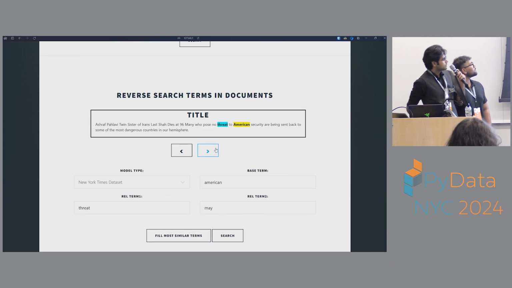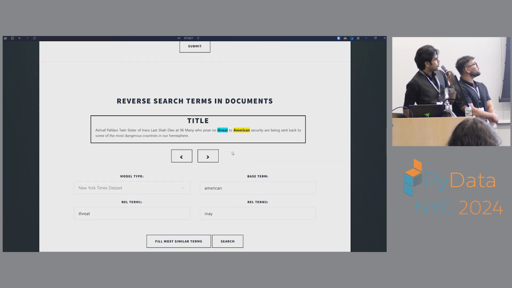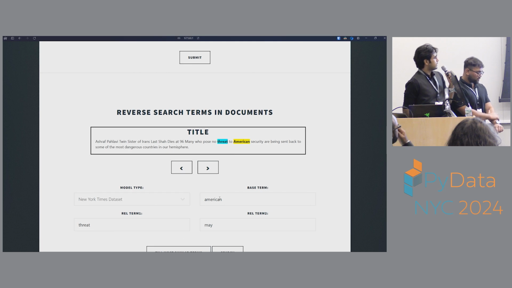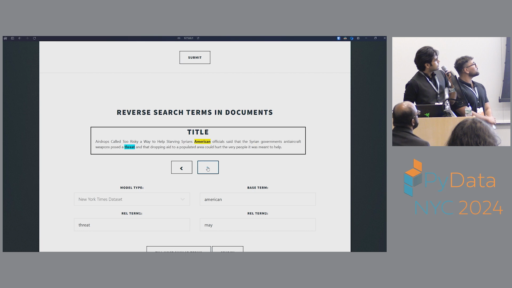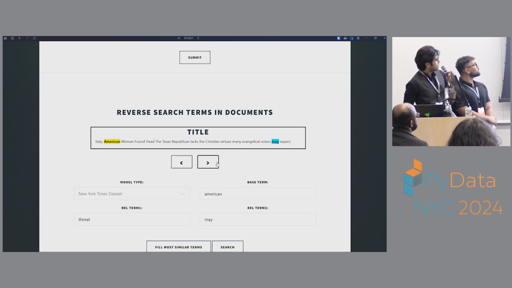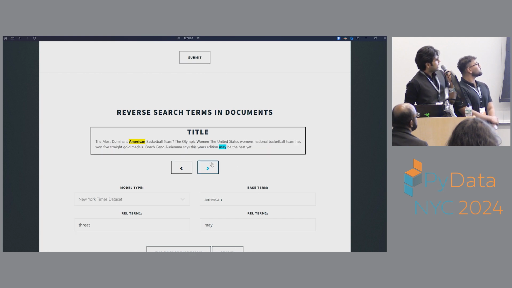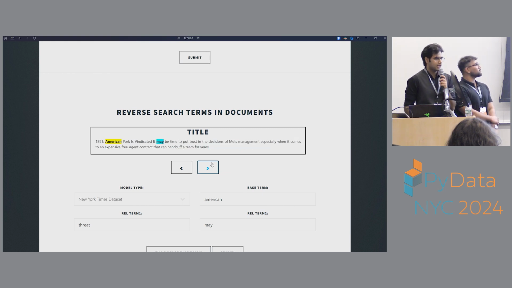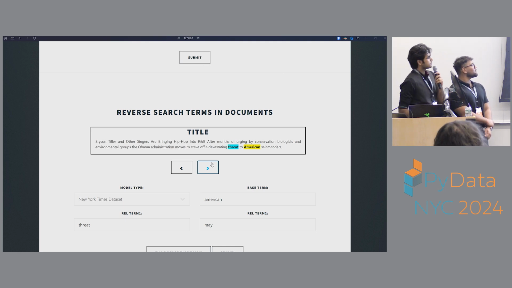This method returns a couple of documents where these base terms and relative terms come into play. So we can see where and how this model reacts, why it reacts like this, and what the reasons may be, and then maybe we can come up with our own analyses of why certain ones behave differently than others.